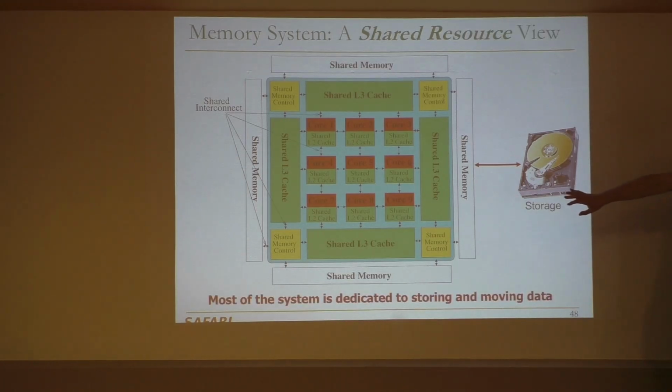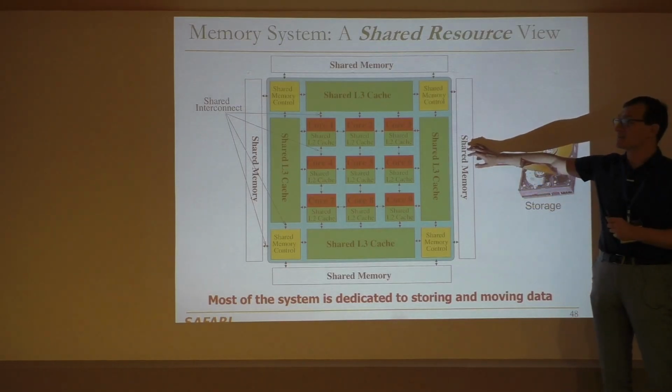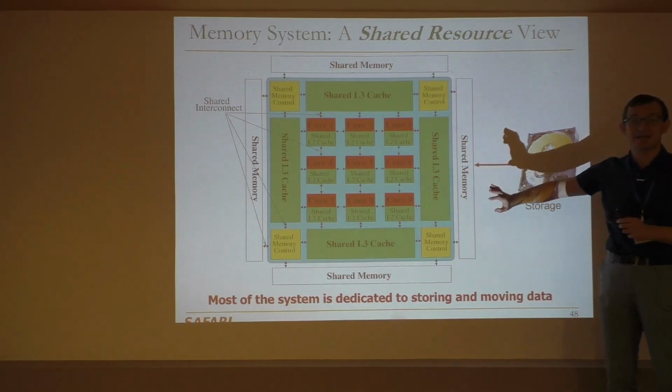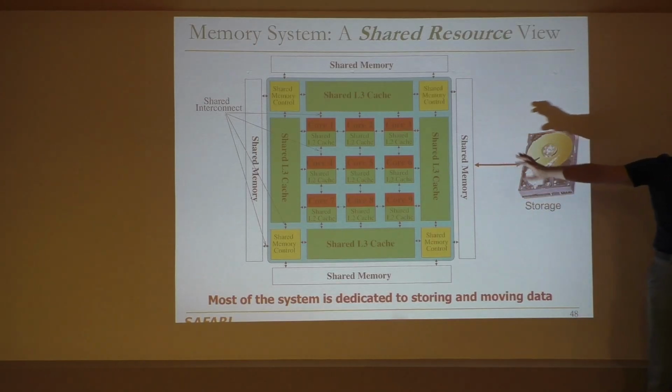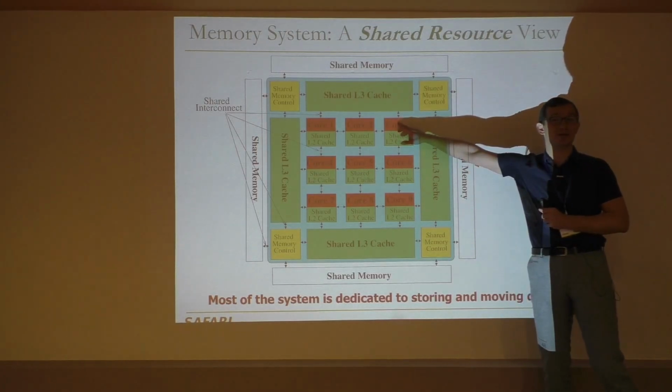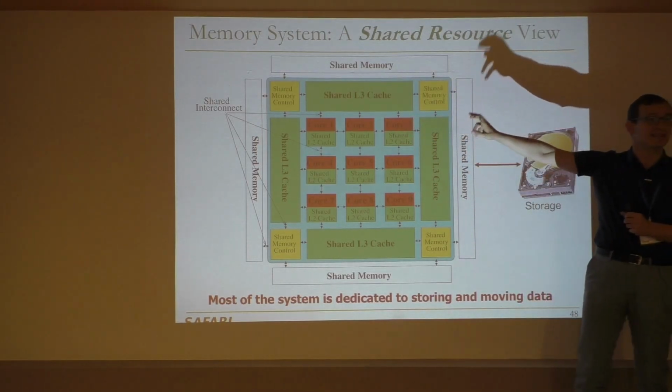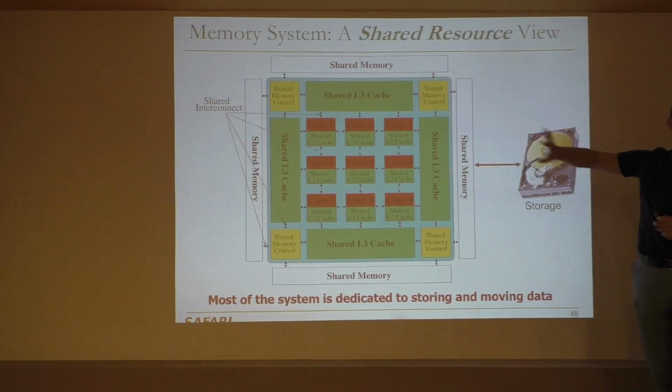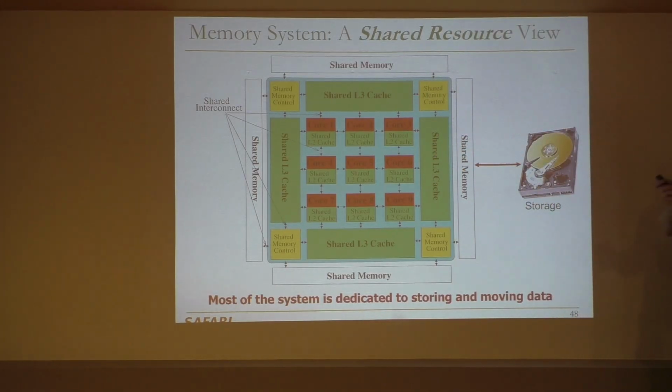Basically, most of the system is dedicated to storing and moving data. If you do the calculations, more than 90% of a node consists of components that just store and move data. We call these computing devices, but computing is really a small fraction of these devices. Computing is really done here. And even if you look at the cores, they have register files, interconnect, L1 caches, they're all storage and movement, right? I think it's very fascinating.